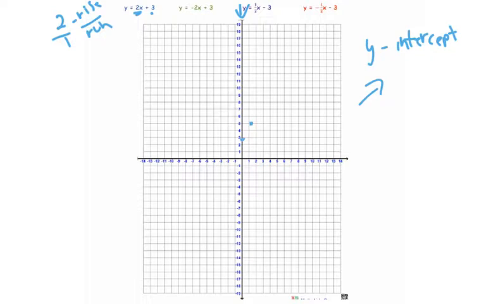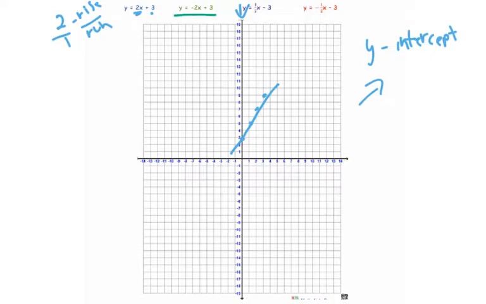Just make those nice and clear for you. I'm going to go up 2 over 1, up 2 over 1. And then I've got my first line. Again, you can just go back and look at the points and plot those. But if you get how to do this, you can do that.